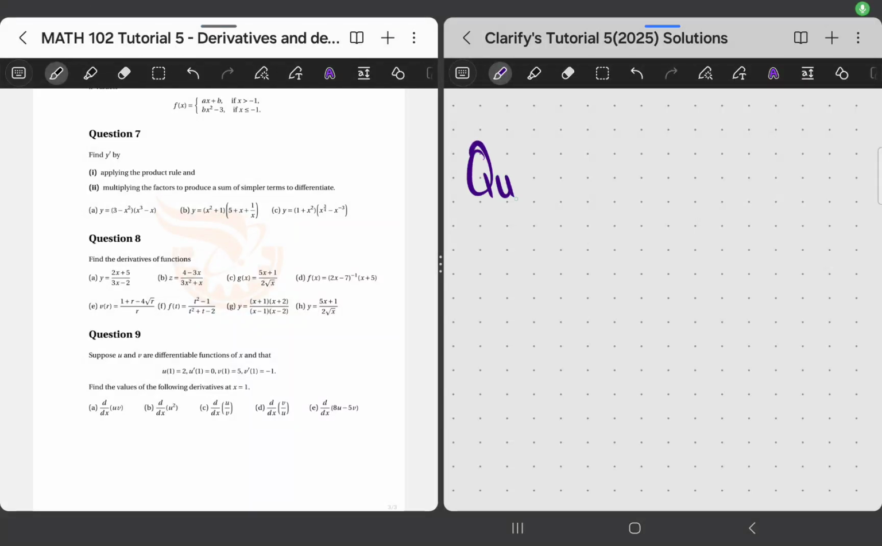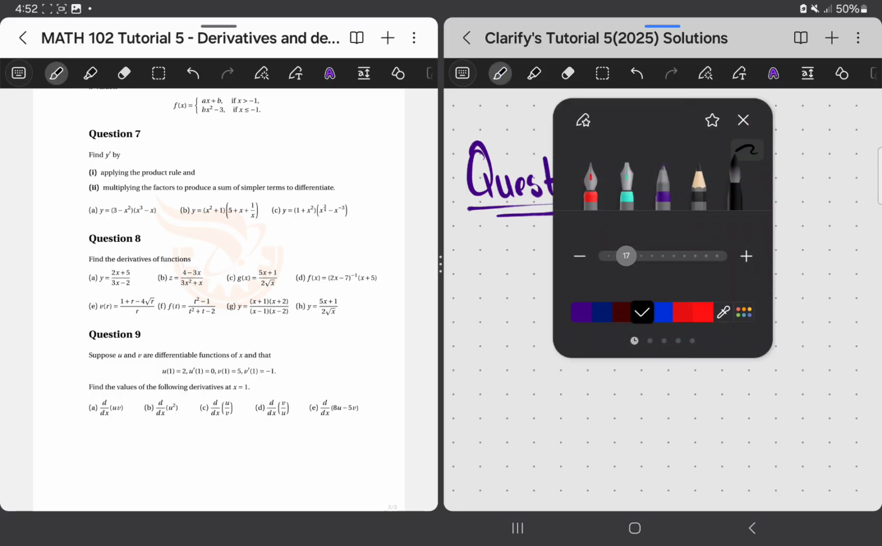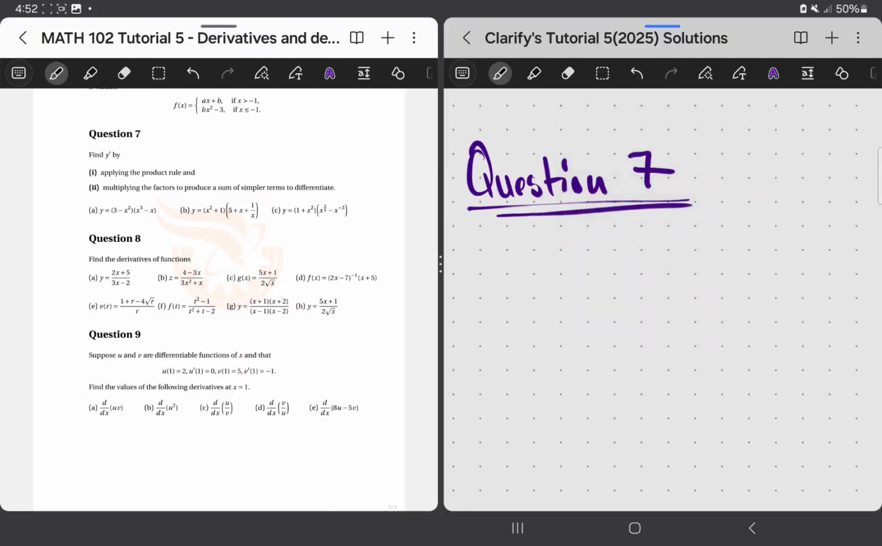Question 7. Once they bring us into differentiation territory, this is 100% the type of thing. Differentiation is beautiful maths. There's no trick in differentiation. If you know the method, everything is straightforward, everything is easy. You know what I mean?